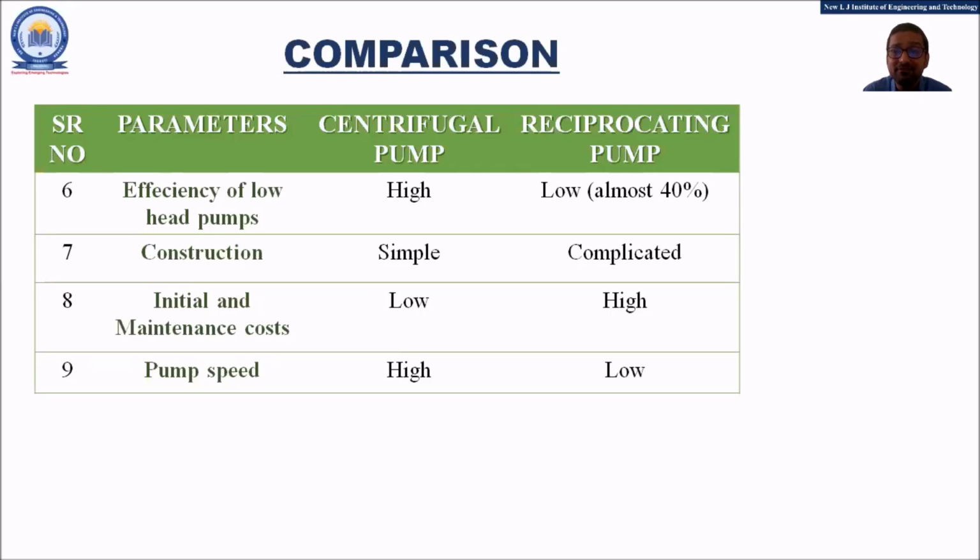The pump speed, we are considering as the input parameter. The input rotation of the shaft is considered as the pump speed. So my question is very easy. Why in the centrifugal pump is the pump speed kept higher?